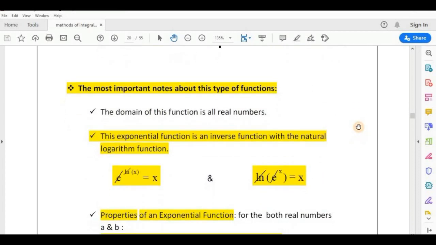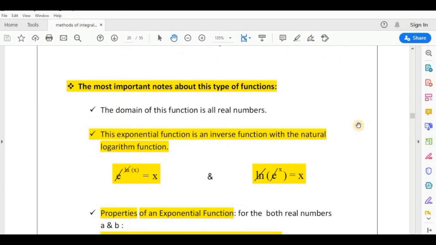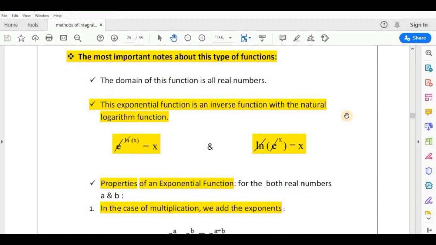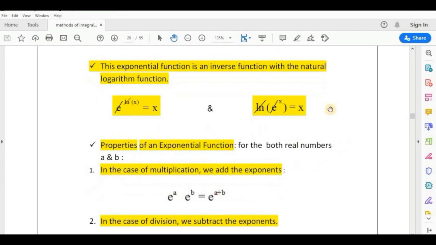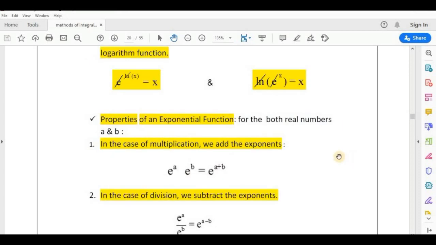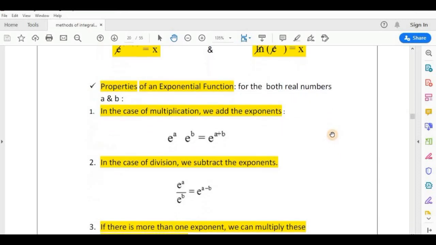Let's see another point. The most important notes about this type of function: the domain of this function is all real numbers. Another point, this exponential function is the inverse function of the natural logarithm function, as we can see here. This will be useful if you want to simplify some function, so we should know about this. Now, the properties of an exponential function for real numbers. We have some properties for the exponential function.